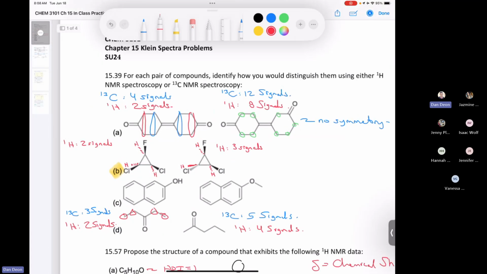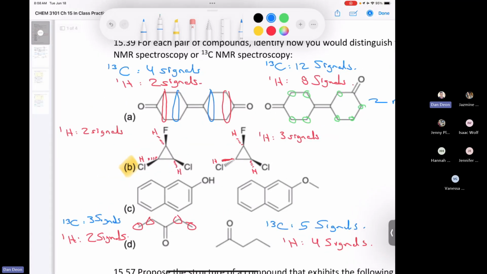And it's for the same reason that we would see two signals in the carbon 13 for this compound. This carbon and this carbon are chemically equivalent, whereas this carbon is unique. So we see a total of two signals for this one, and the same thing here for the carbon 13. Each carbon is unique, and so we would see a total of three signals.